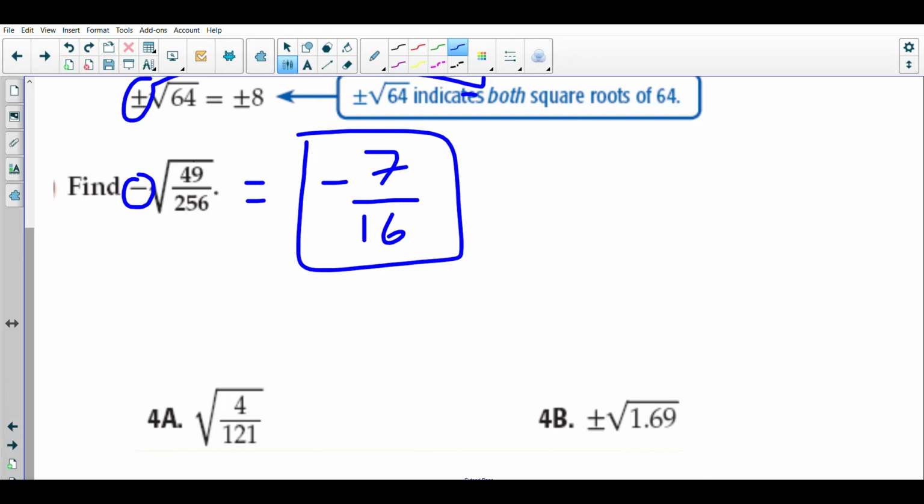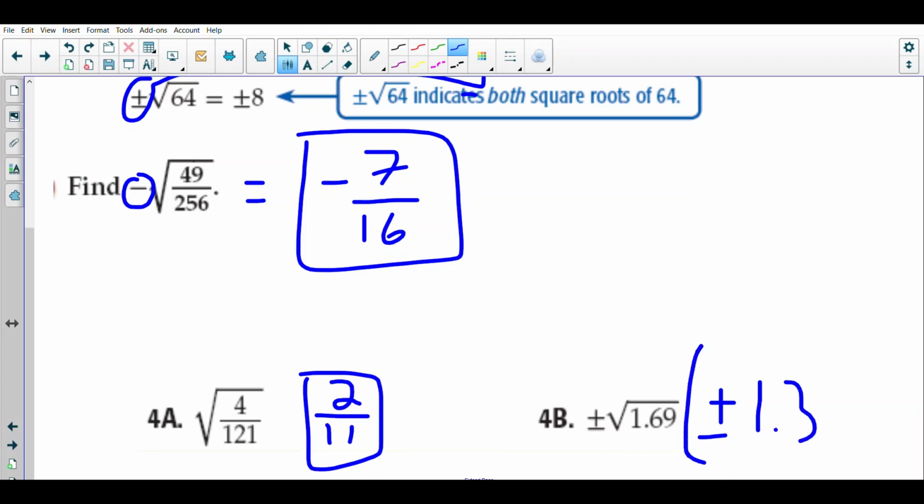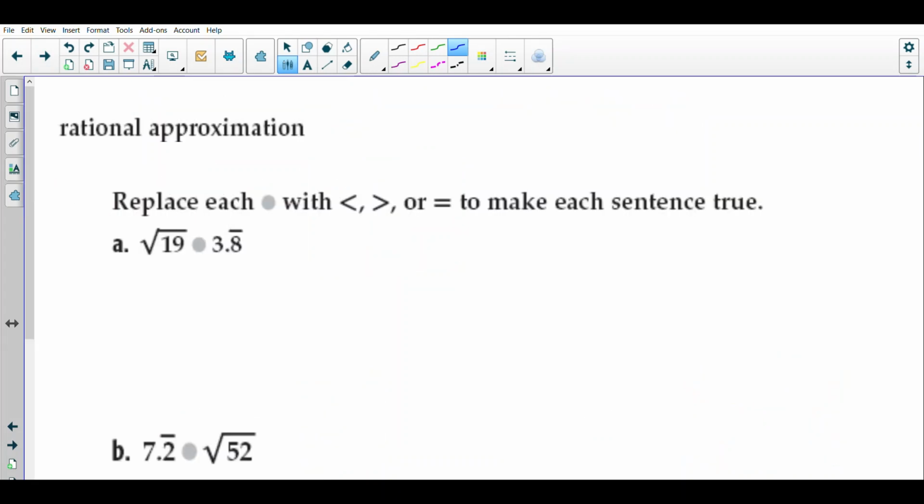Square root of 4 over 121, there's no symbol in front. So we have a positive, so square root of 4 is 2. Square root of 121 is 11. So my answer is 2 11ths. The next one, plus minus the square root of 1.69. Well, plus minus tells me I want both, so I'm going to write plus minus out front. And then let's grab our calculator. Square root of 1.69 is 1.3. And there you go.